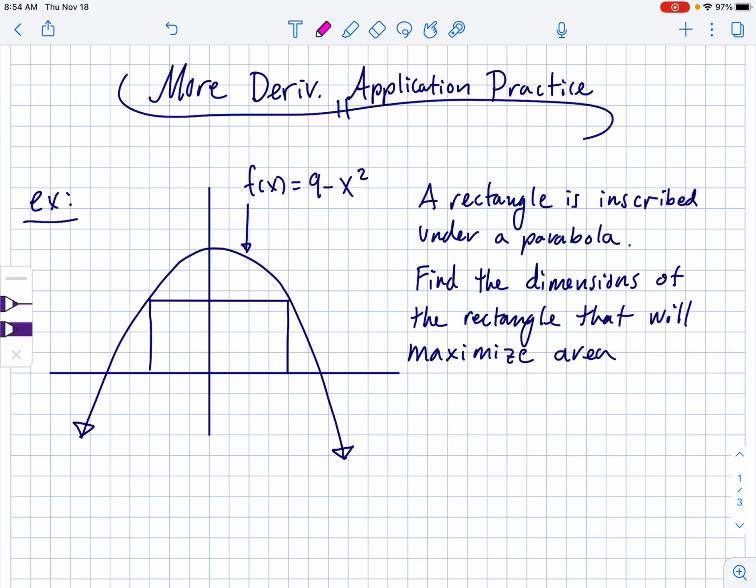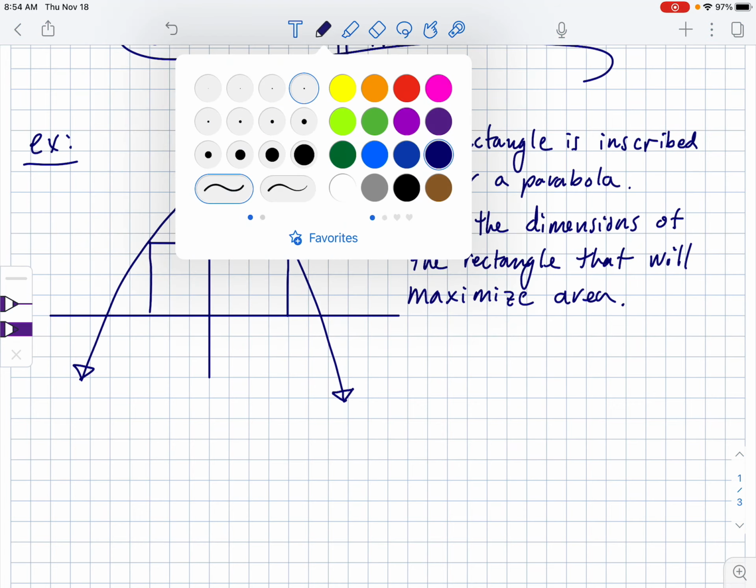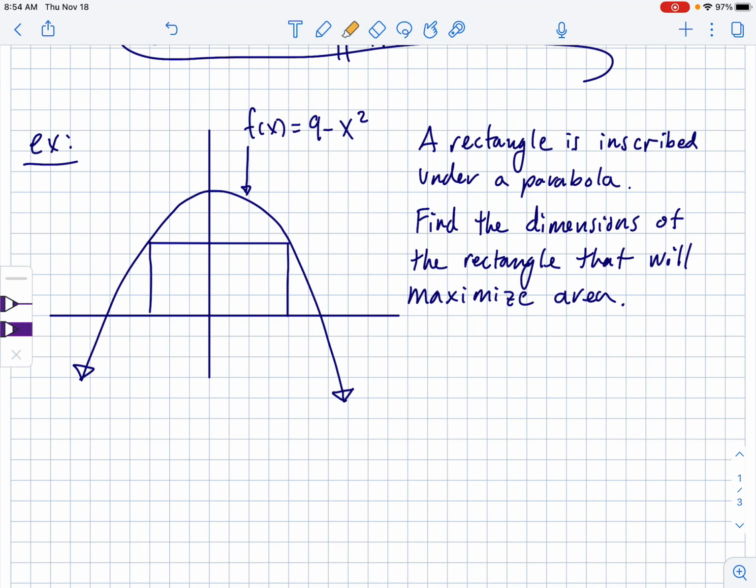First problem, we have an upside down parabola, and then underneath that parabola is a rectangle that's inscribed. So this rectangle goes up and touches 2 points on the parabola, and it's bound by the x-axis. We're going to find the dimensions of the rectangle that will maximize its area. You guys get it. So this curve is 9 minus x squared. That's the equation of it because they give it to us right here.